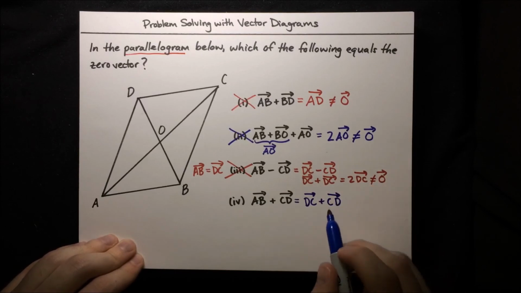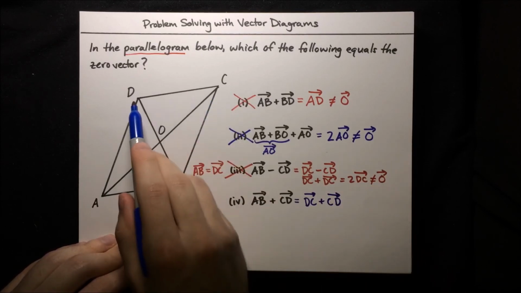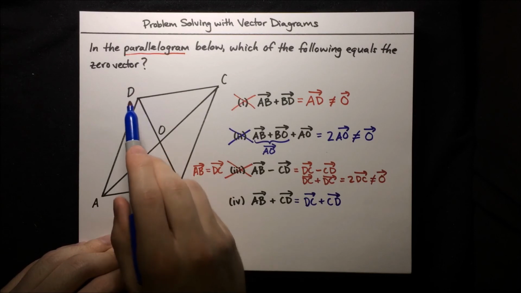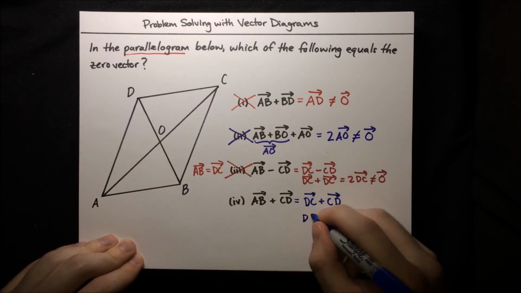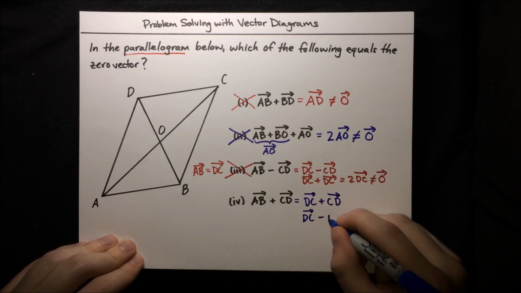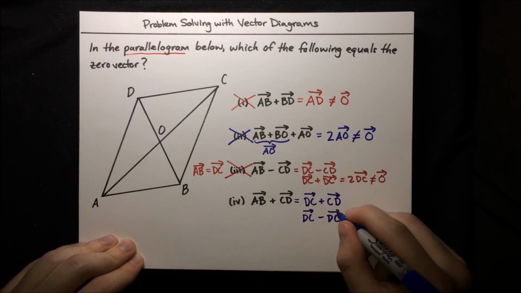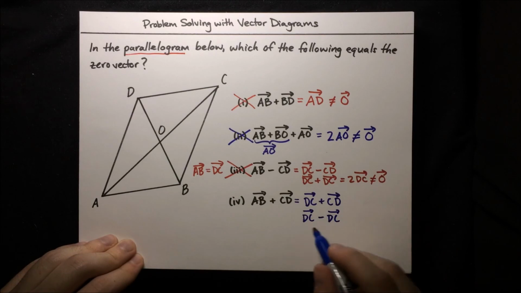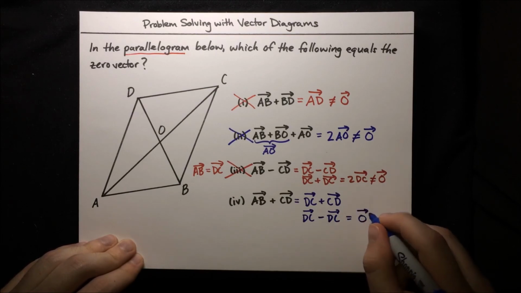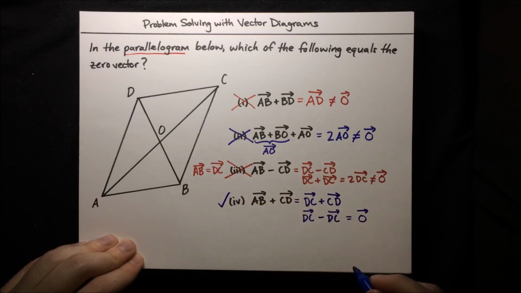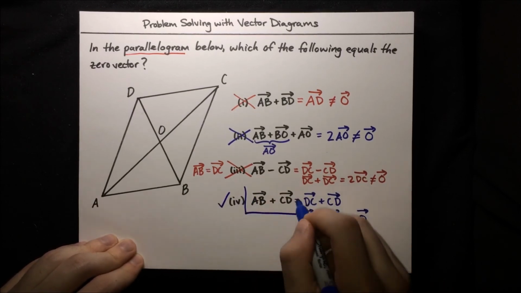Okay, and so we know that the vector CD is just negative of the vector DC if we flip the direction, so DC minus DC is what that simplifies to, and DC minus DC is just 0. Yeah, that's the 0 vector. So this choice, this is it. This is the 0 vector.